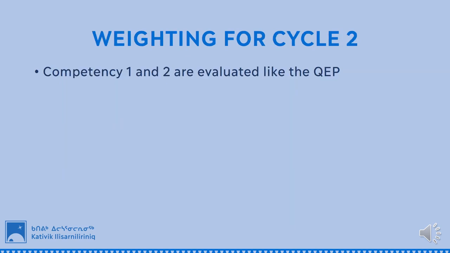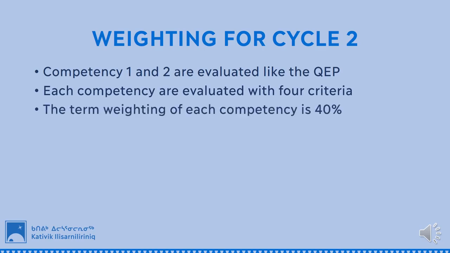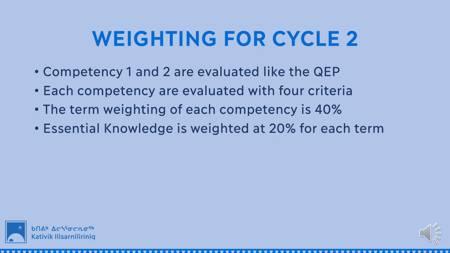Competency 1 and 2 are evaluated like the QEP with the same 4 criteria. The questions or areas of evaluation are already predetermined and identified by the competency and specific criteria in the student book and the respective guide. The weighting for each of the 2 competencies is 40%. Essential knowledge is weighted at 20%.